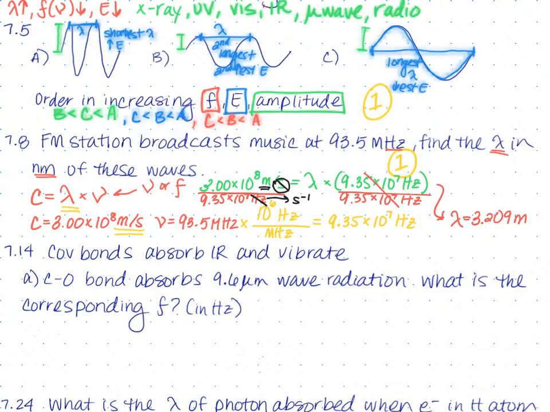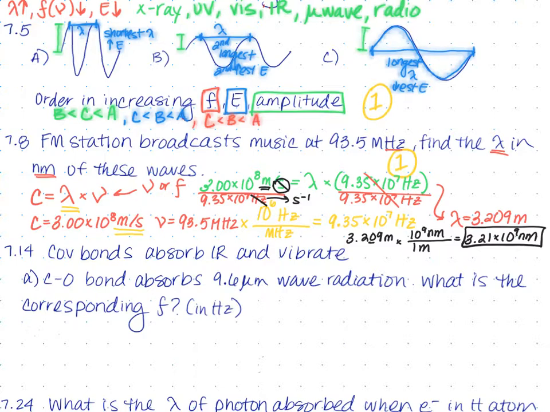And the question asks for nanometers, so you're going to have to take 3.209. I believe we have 3 sig figs, meters. And since I want it in nanometers, I know for every 1 meter, since nano is a smaller measurement, there's 10 to the 9th nanometers for every 1 meter. So this will get you 3.21 times 10 to the 9th nanometers is the wavelength of that radiation through which the FM station broadcasts.